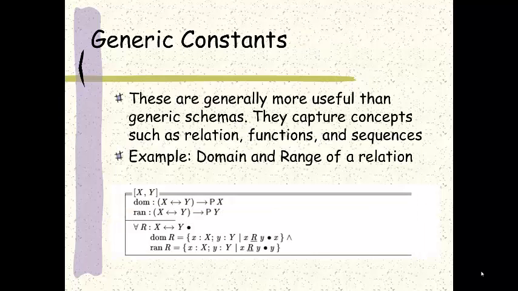Generic constants are generally more useful than generic schemas. These capture concepts such as relations, functions, and sequences. For example, you can define the domain and the range of a relation as given in the following schema. And you can put that in your Z specification generically.